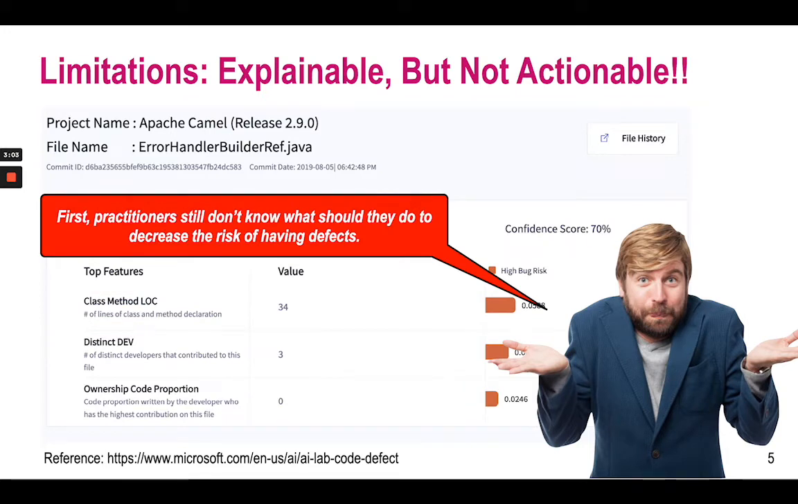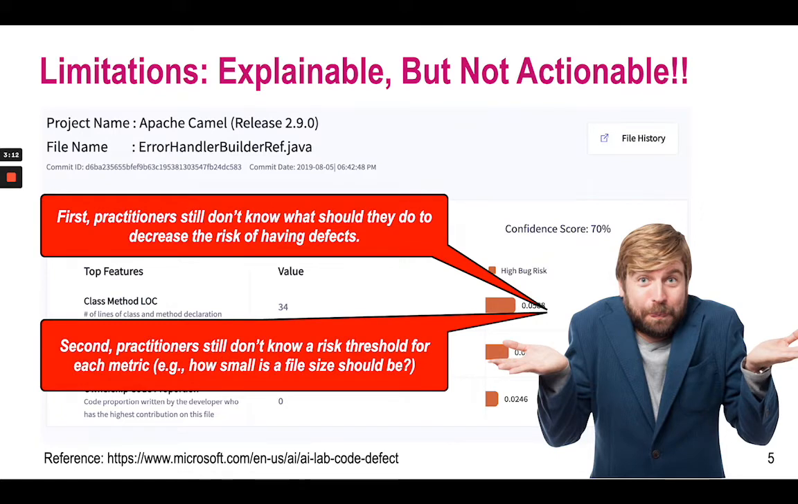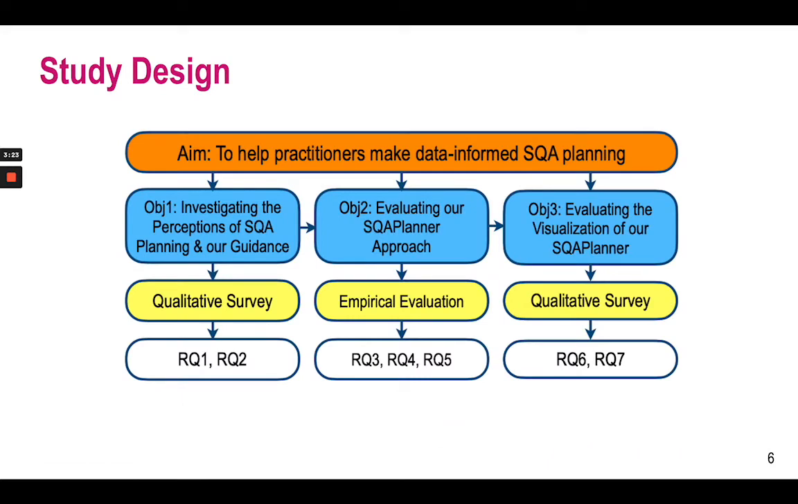Importantly, practitioners still don't know what they should do to decrease the risk of having defects, and what the risk thresholds are for each metric, right? Like in this case, LOC contributes the most to the prediction, but the question is how small a file should be to be considered as non-risky. To address this challenge, we perform a series of investigations with the goal to help practitioners make better data-informed SQA planning. We try to make the defect prediction models more actionable.